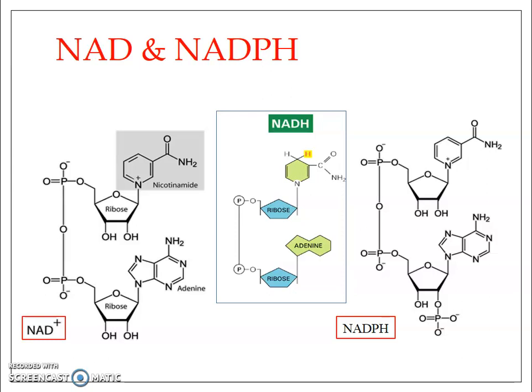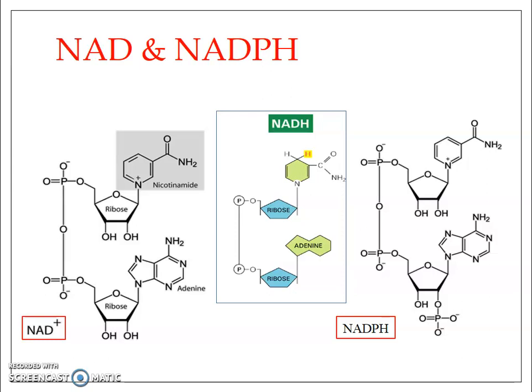Okay, NAD accepts an electron from a donor substrate, an electron donor substrate, and gets reduced to NADH, right? And this NADH gets oxidized by donating an electron to an electron acceptor, and thus it gets oxidized. So this is how it is. We will see to it.